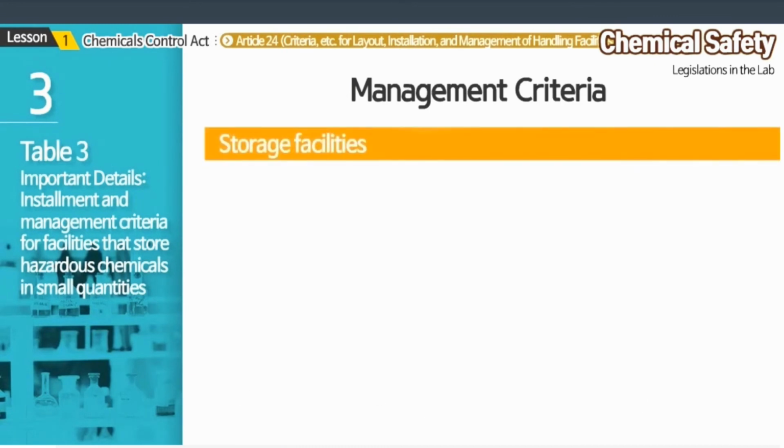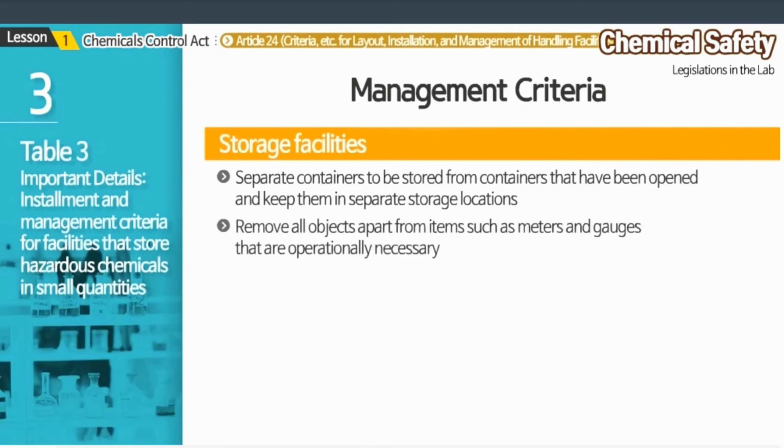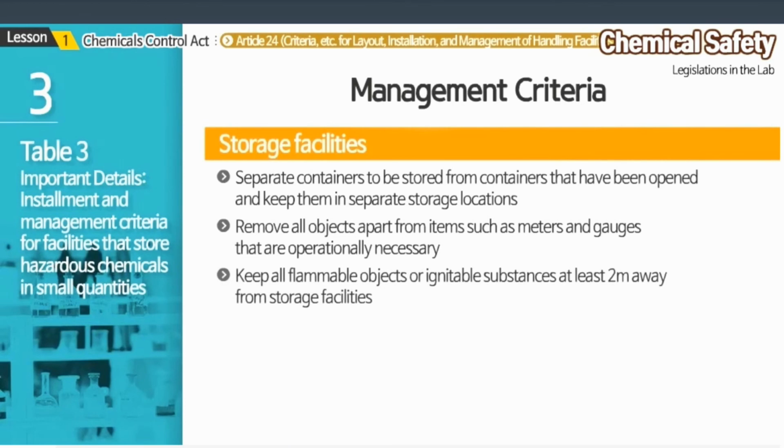Also, let's go over the management criteria for storage facilities. First, you must separate containers to be stored from containers that have been opened and keep them in separate storage locations. Second, you must remove all objects excluding items such as meters and gauges that are operationally necessary from storage facilities. Third, you must keep all flammable objects or ignitable substances at least 2 meters away from storage facilities.